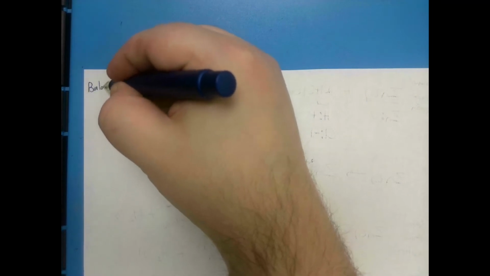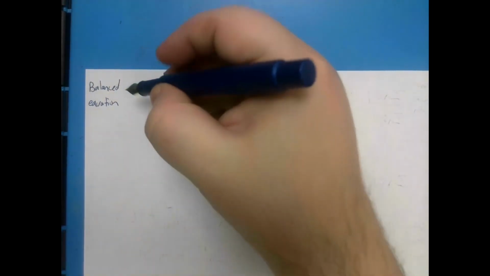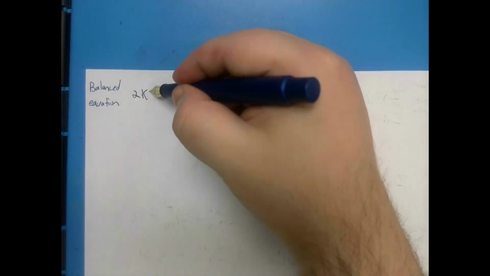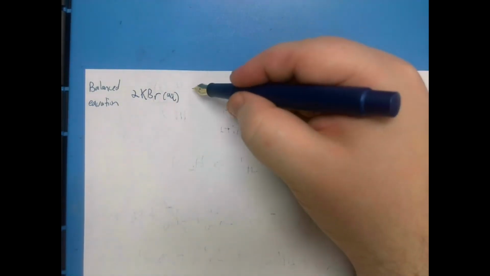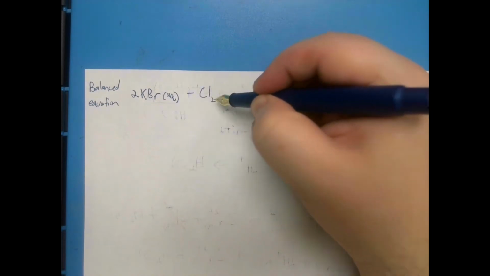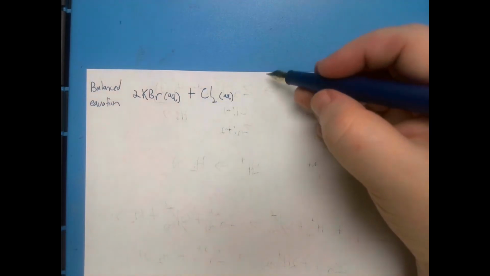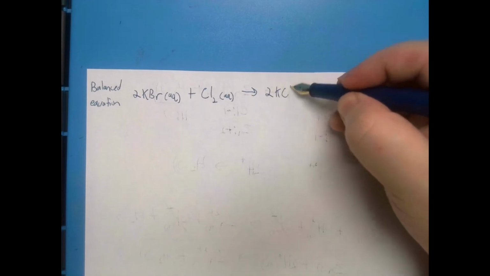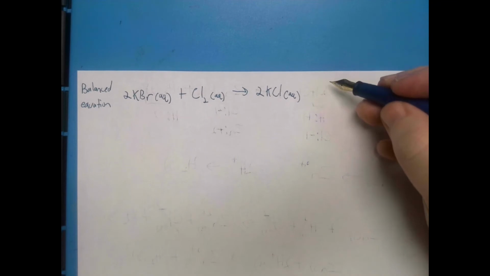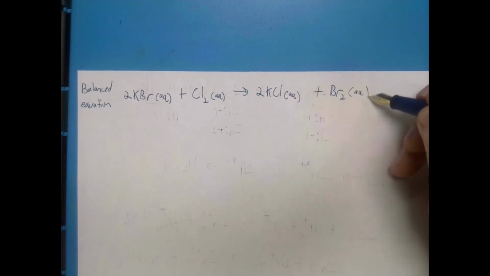So let's start with the balanced equation. We have 2KBr, which is aqueous, mixed with chlorine gas. Chlorine can dissolve in water, so it's aqueous. Potassium chloride, a salt substitute, is aqueous. And bromine can dissolve in water, so it's also aqueous.